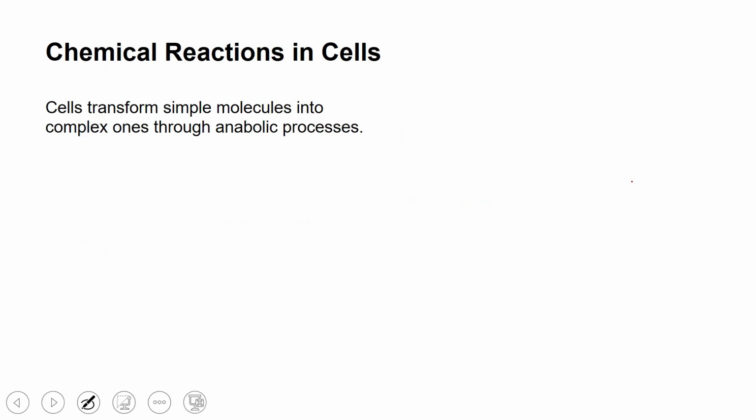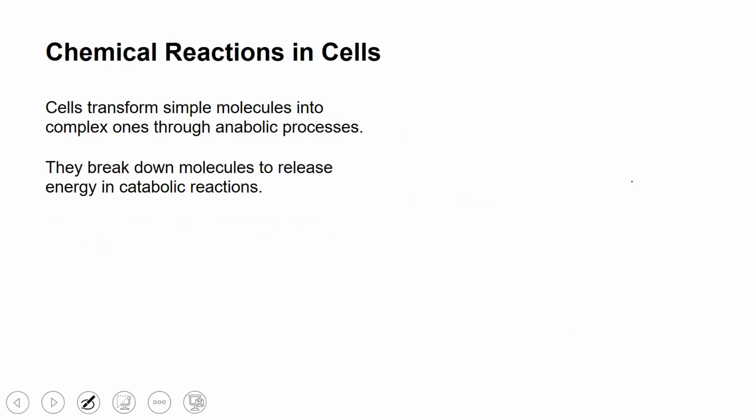Cells transform simple molecules into complex ones through the anabolic process. One of the chemical reactions in a cell is the anabolic process, where simple, smaller molecules join themselves with the input of energy to produce complex ones. Another reaction in a cell is that organic molecules also break down to release energy in catabolic reactions. So apart from anabolic reactions, we have catabolic reactions in a cell, where a complex molecule breaks down to release energy.